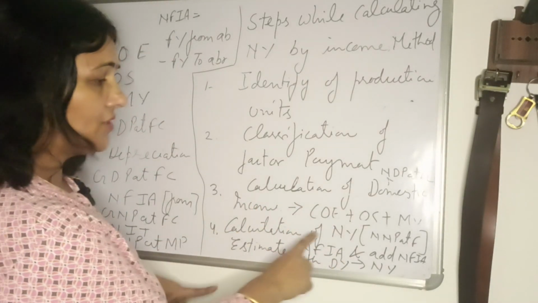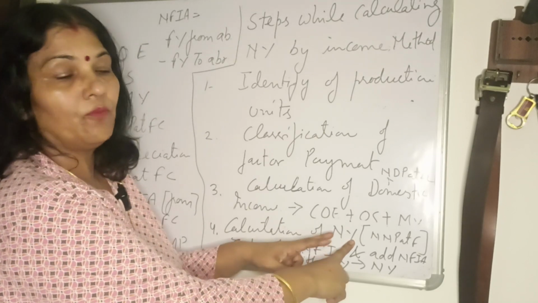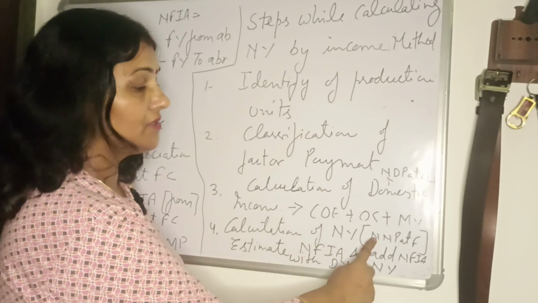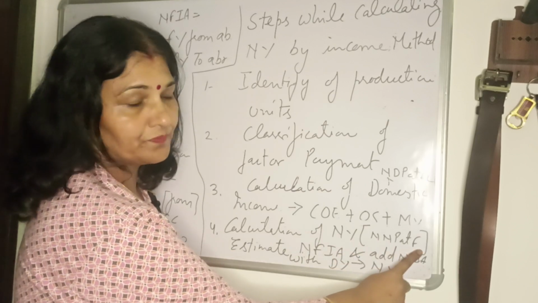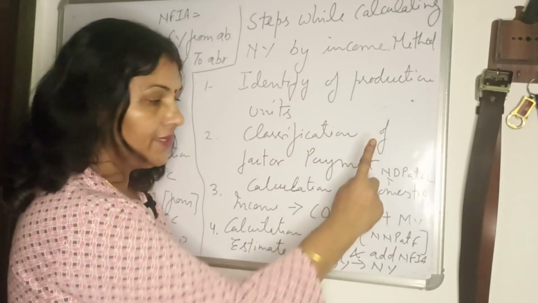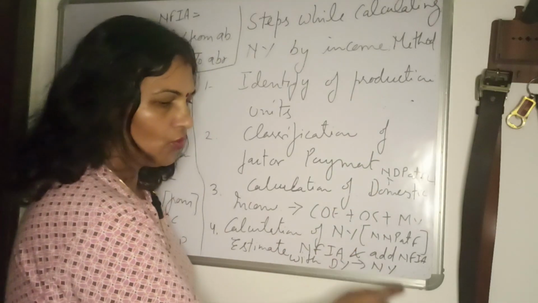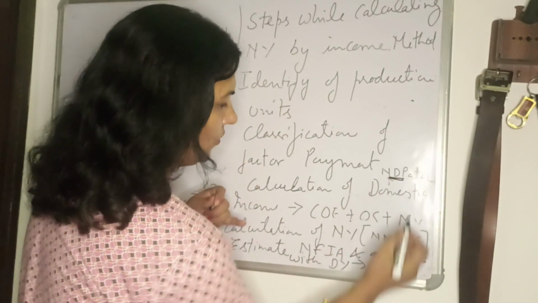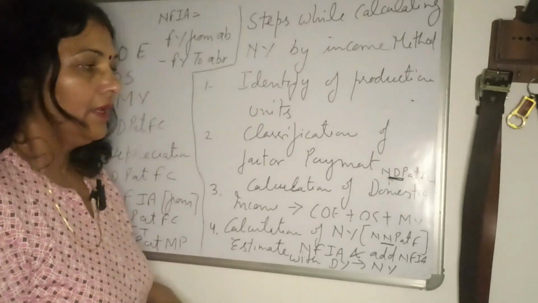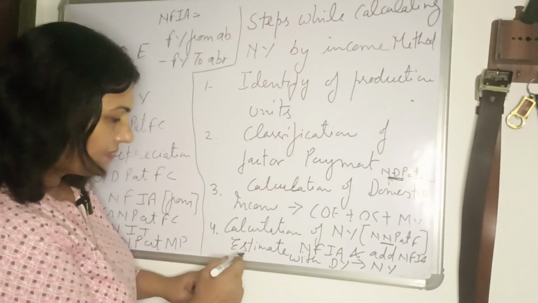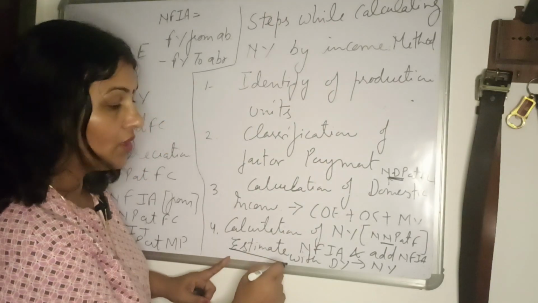Then calculation of national income. What is domestic income? NDP at FC. And what is national income? This is NNP at FC. So we convert domestic income NDP at FC into NNP at FC. What is the difference here? Only domestic to national, right? To convert domestic into national, what are we supposed to do? First we have to estimate what?